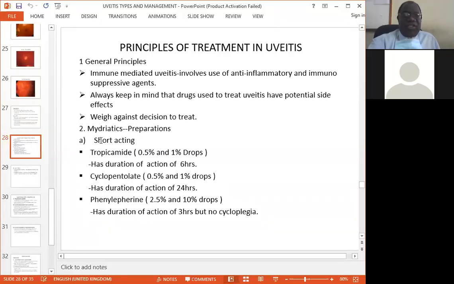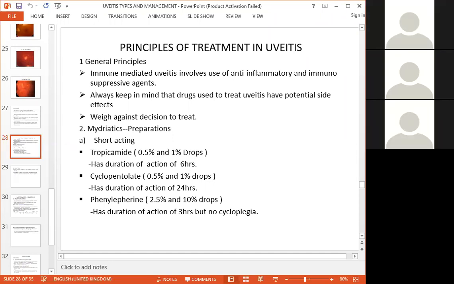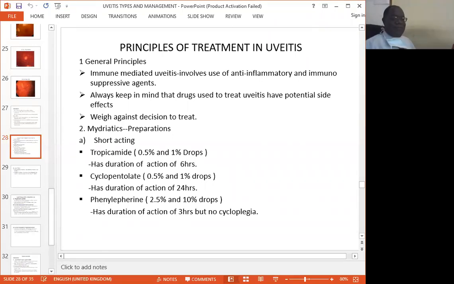Mydriatic preparations, short-acting, are the first type. Tropicamide 0.5%, duration of action 6 hours. It means that within 6 hours it has faded out, so you can give it 4 times a day, unless people are going to be kept awake at night. You can give it twice a day, so that when it's time to go to sleep, they are comfortable.